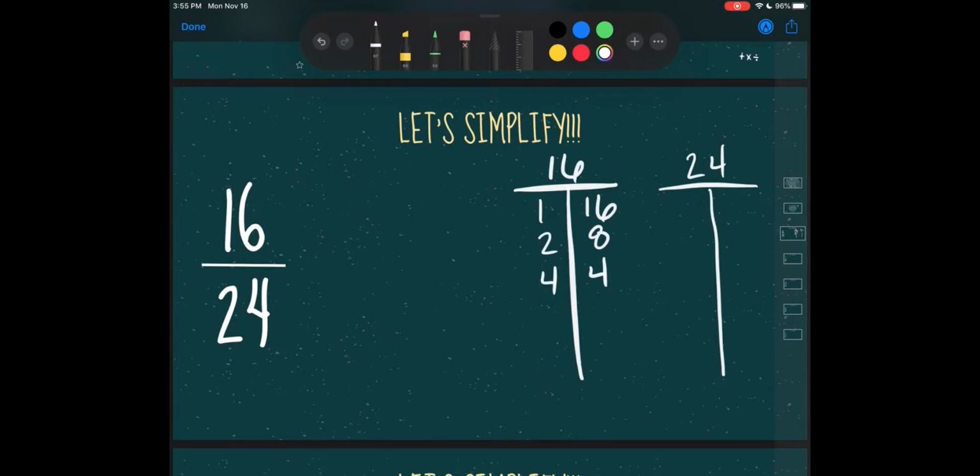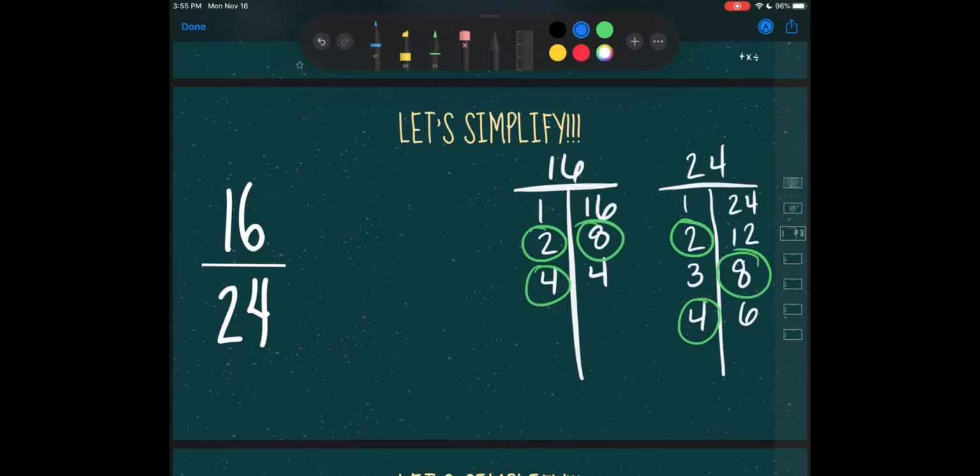One of 16 is 1 times 16. And now I could also do 2 times 8. And I could also do 4 times 4. For 24, I can do 1 times 24, 2 times 12, 3 times 8, 4 times 6. So I'm going to look at those lists of factors, and I'm going to find the greatest one that they have in common. So they've got 2 in common, 4 in common, and 8 in common. But the greatest one they have in common is 8.